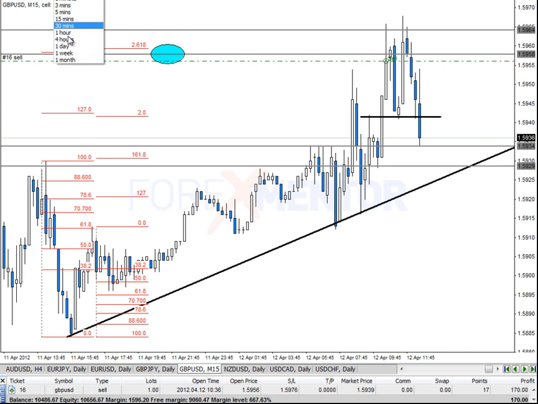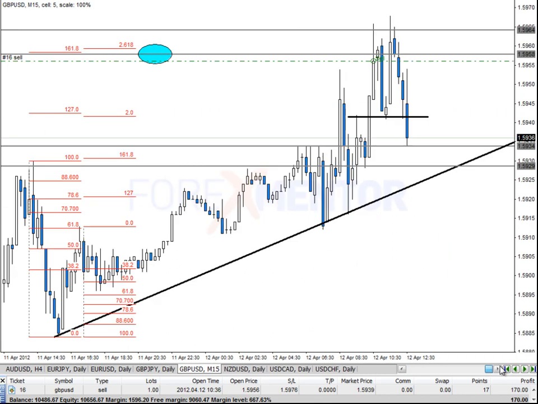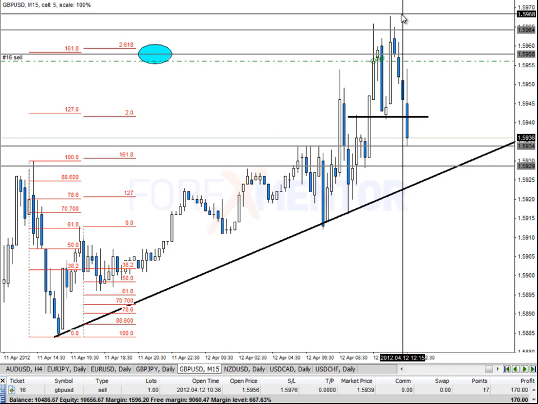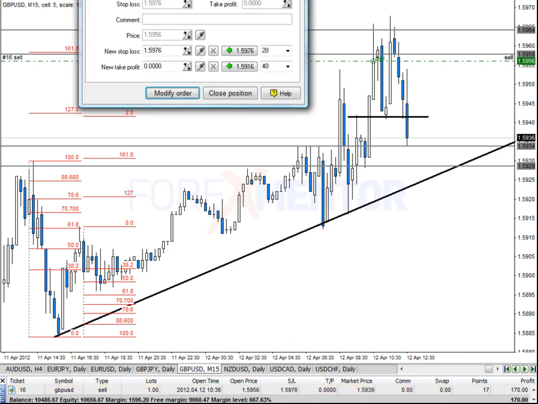Okay, let's just have a look at the hourly chart, see what that looks like. Haven't quite closed on this hourly candle. So it's going to be important to see where we close. But now that we start to break down, what I want to do is get my stop down to just above this high here, the 59.68 area. Okay, so if we go modify, 59.68, I'm going to put it at 71. That includes the spread.